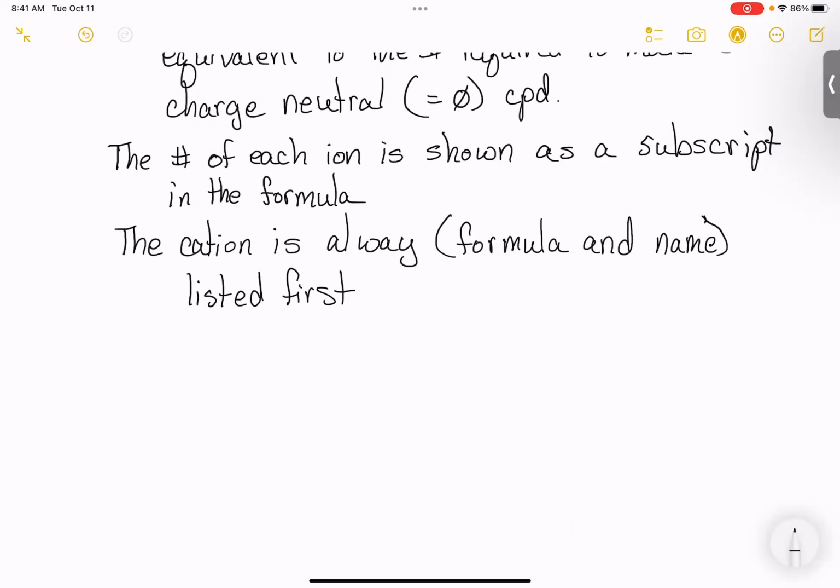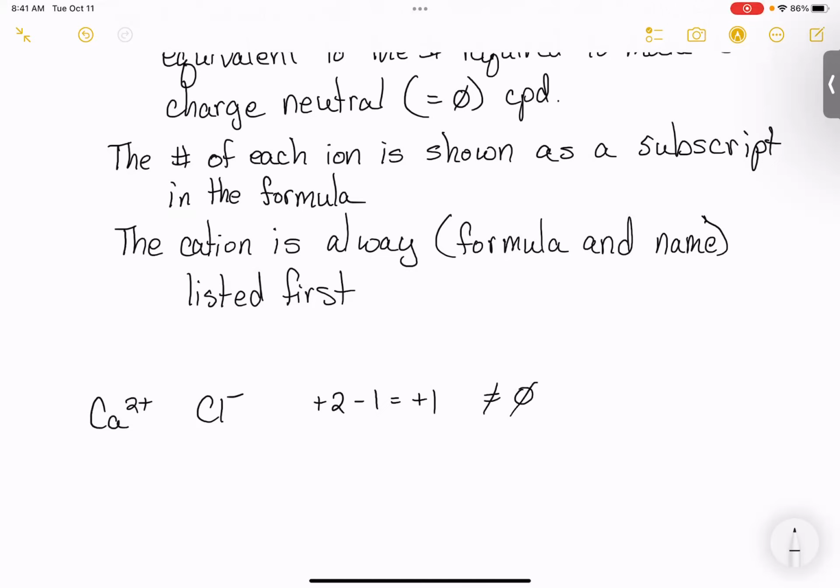Let's take the fact that I have calcium. Calcium is in group 2, so what is its charge? Two plus. And I want to combine that with chloride. If you think about it right now, you have a +2 from the calcium and a -1 from the chlorine. That gives you an overall charge of a +1. So it does not equal 0.